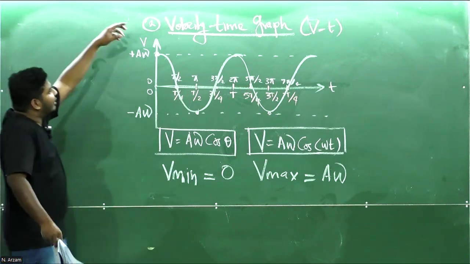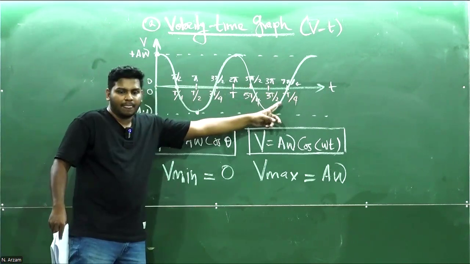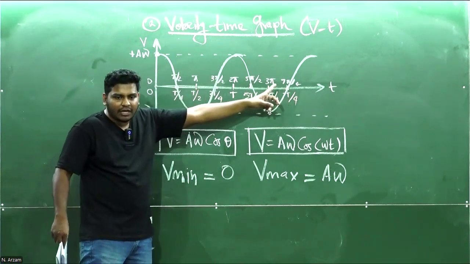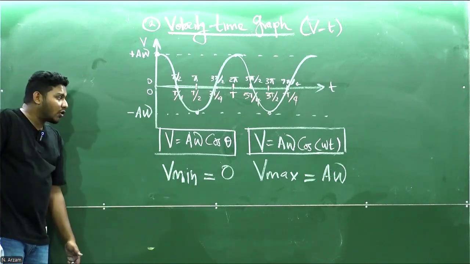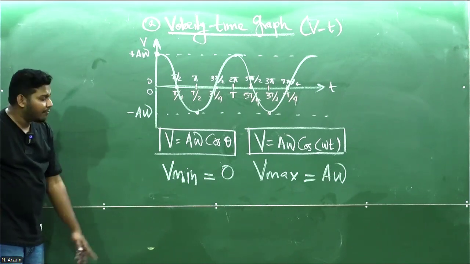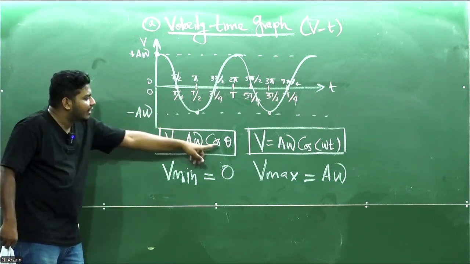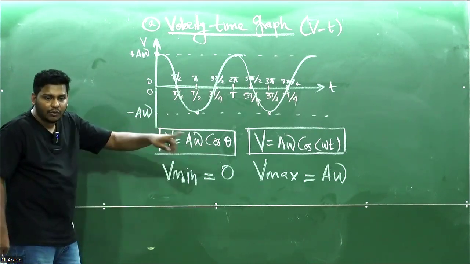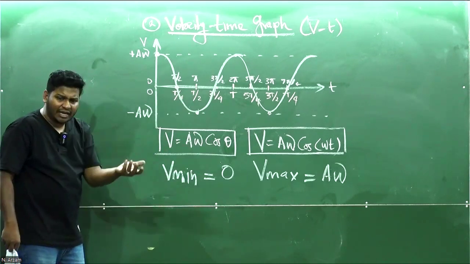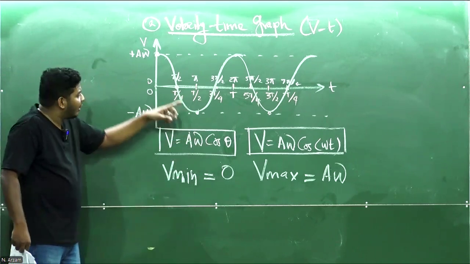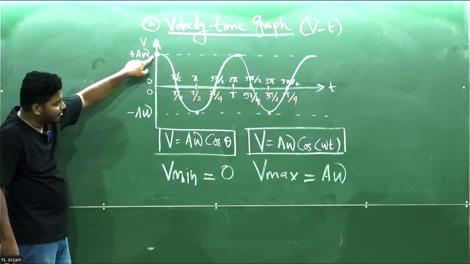Look at this one. This is the velocity time graph. In this velocity time graph, I took the same time, the same theta value. What is the equation for the velocity? V is equal to A omega cos theta, or A omega cos omega t. So we can substitute the values here. Let's substitute the angle 0. Cos 0 is equal to positive 1. So V is equal to A omega. If theta is 0, V is equal to plus A omega.